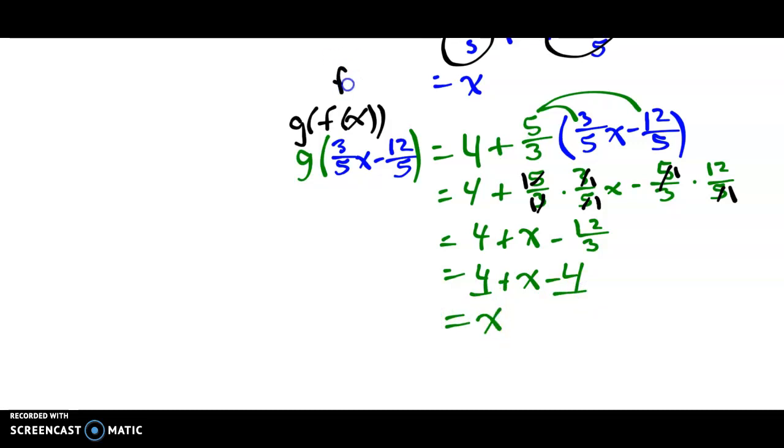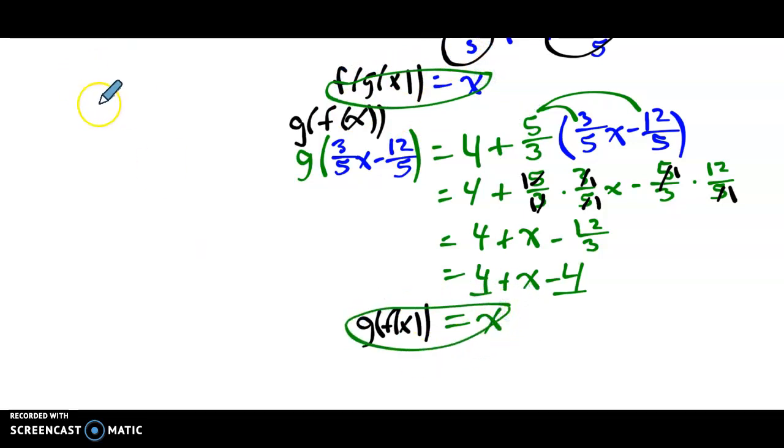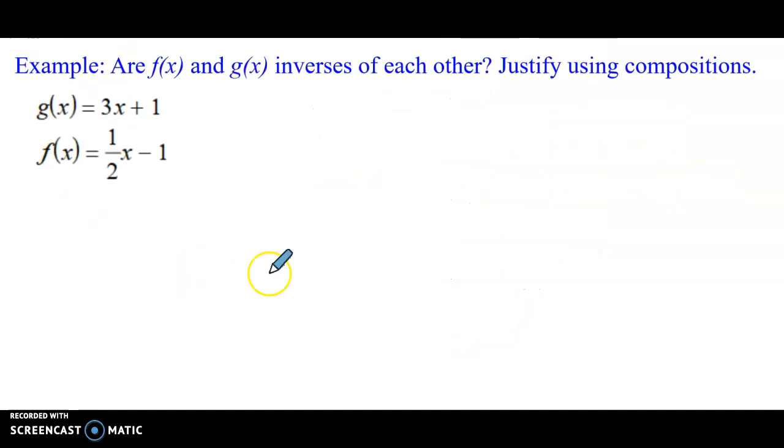So up here we found that f of g of x is equal to x. And down here we found that g of f of x is also equal to x. Since they're both equal to x, they're inverses of each other. Let's look at another example.